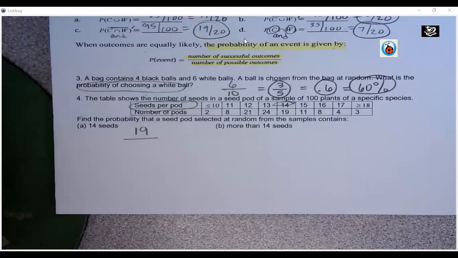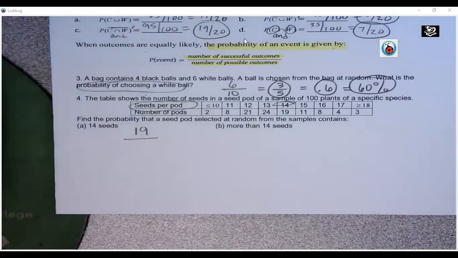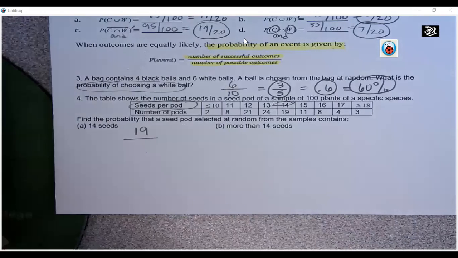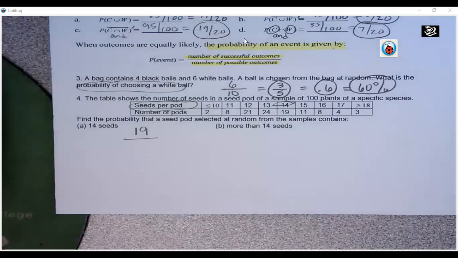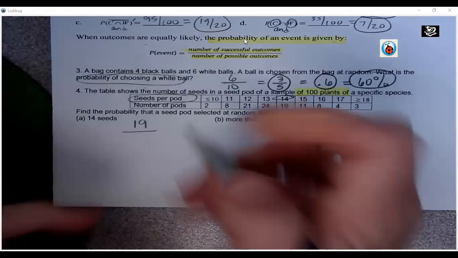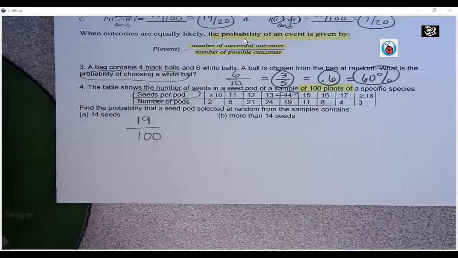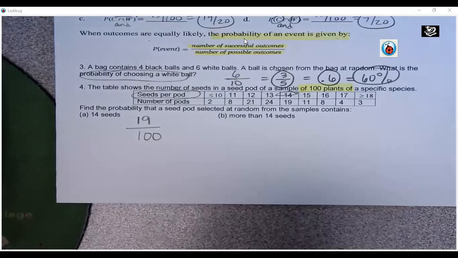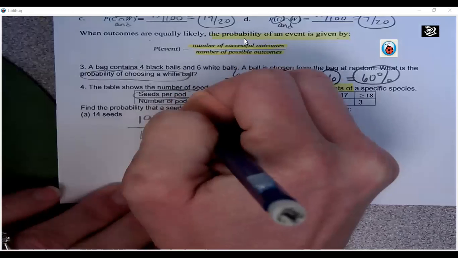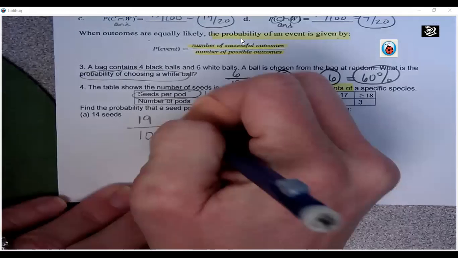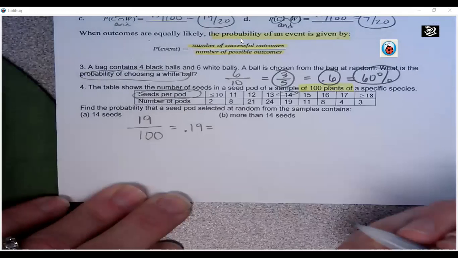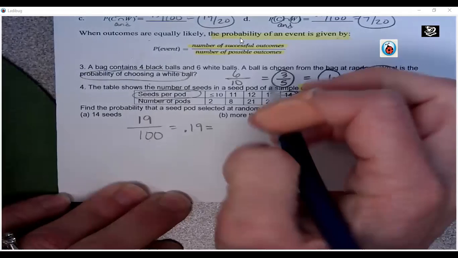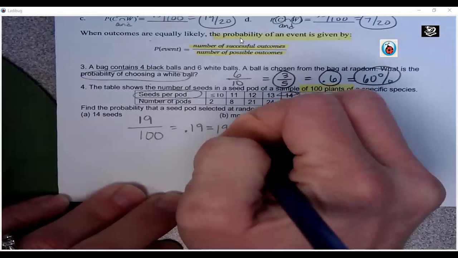Can anybody tell me what the total is? 100. Good, they tell you right there. So 19 over 100. Okay. That does not reduce. It's 0.19 as a decimal. What is 0.19 as a percent? 19%. Okay, so any of those answers.